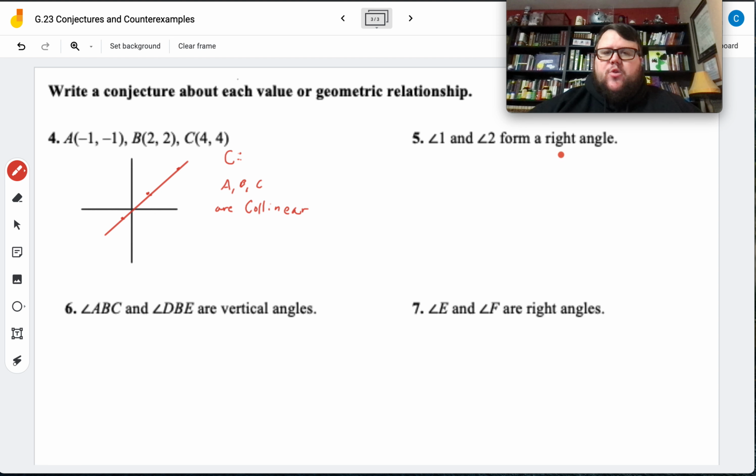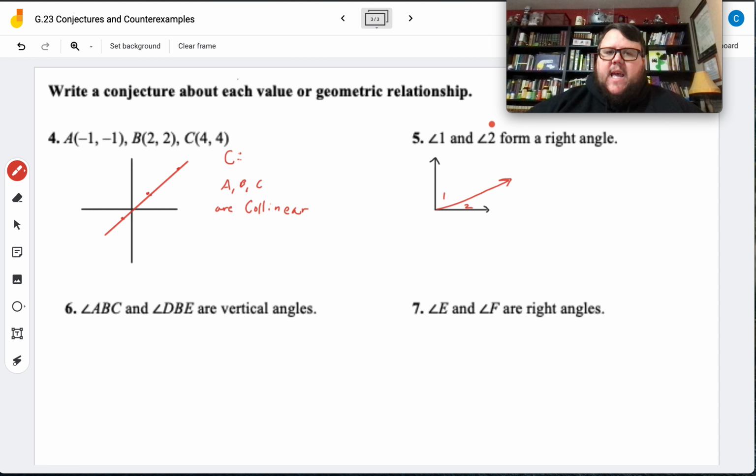Angle 1 and angle 2 form a right triangle. So what we're going to start off with is we're going to draw a right triangle because we know that they form a right triangle. So that's a right triangle. And then they said angle 1 and angle 2 form. So we could say that this is angle 1, this is angle 2. So now we have a diagram of what's going on.